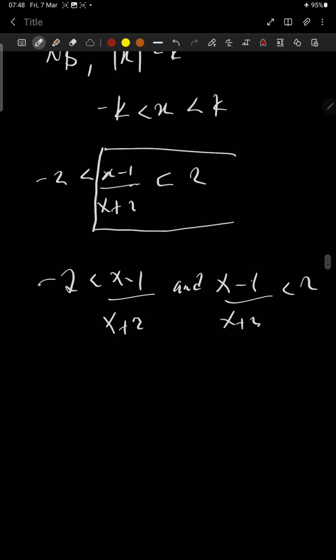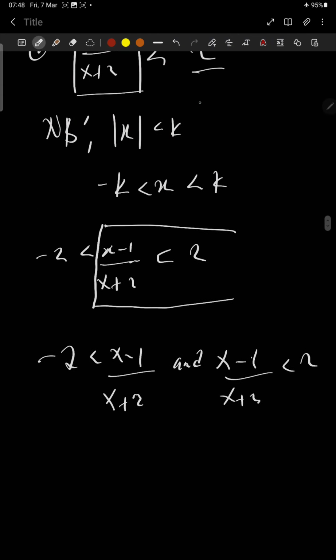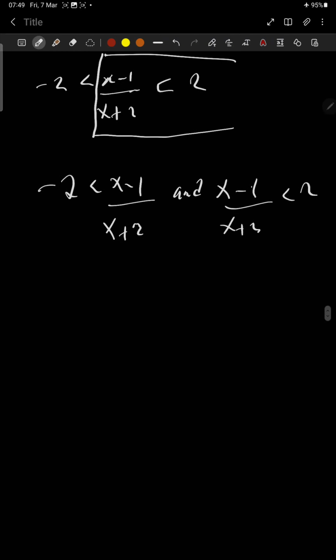If the modulus was greater than, it is something else, another concept that I'll talk about. Now let's answer this one. Therefore, we're going to have negative 2 less than (x minus 1) over (x plus 2).